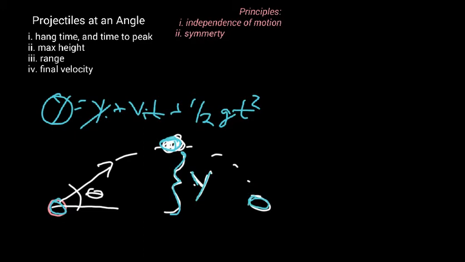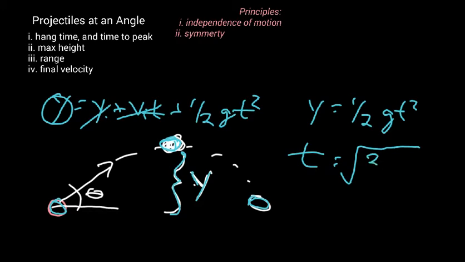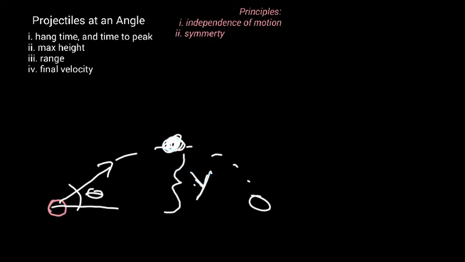So if our initial velocity in the y direction is 0, then we can get rid of that, and we have y equals 1/2 g t squared, and so to solve for the time, this would be the half time to the peak. It would be the square root of 2y over g. But let's suppose that we do not have the max height, and that's not given.